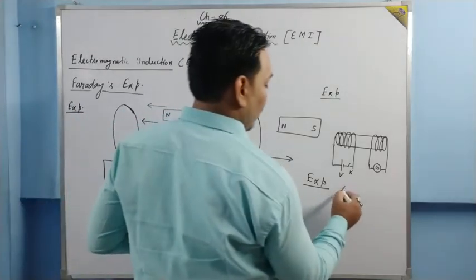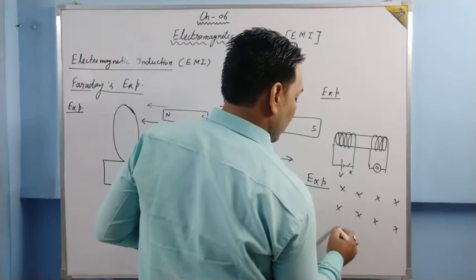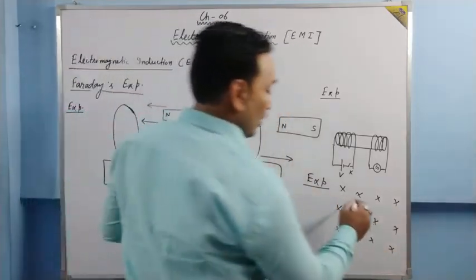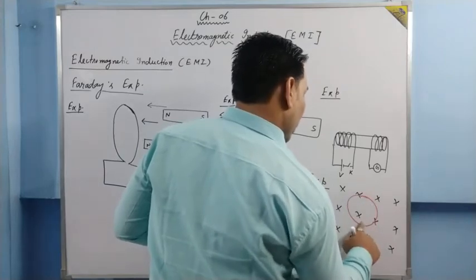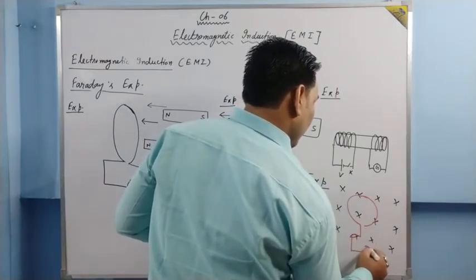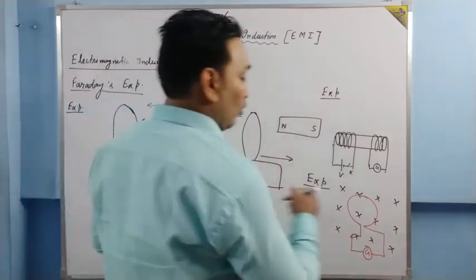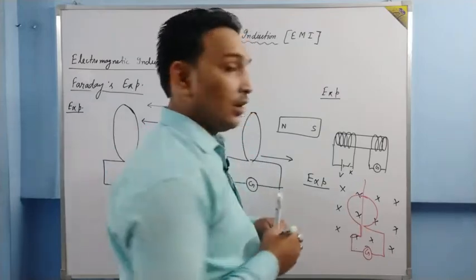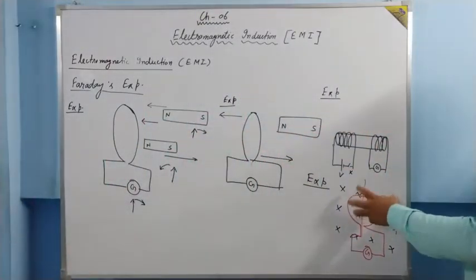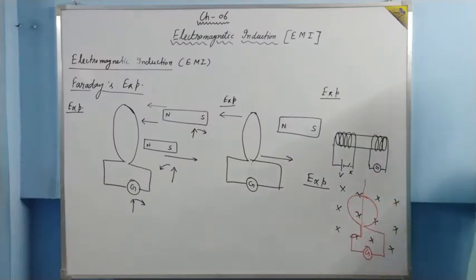Suppose this is a magnetic field, and in that one loop is there. This loop is connected to a galvanometer. Now what did he do? He started rotating this loop. Earlier the loop is rotated like this. There is no deflection in the galvanometer.